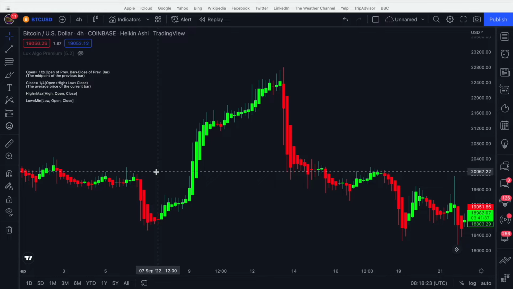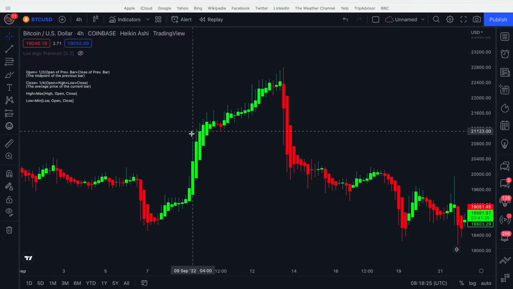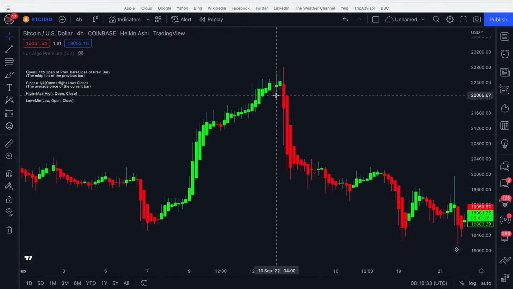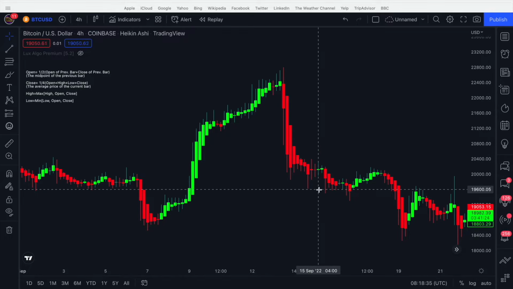Now the advantages of Heikin Ashi come from this calculation. The fact that it's an average means it's smooth data. You can see Heikin Ashi candles are very smooth. When you have green candles, it's in an uptrend. When you have red, it's in a downtrend. And that is one of the most classic ways people like to use it.